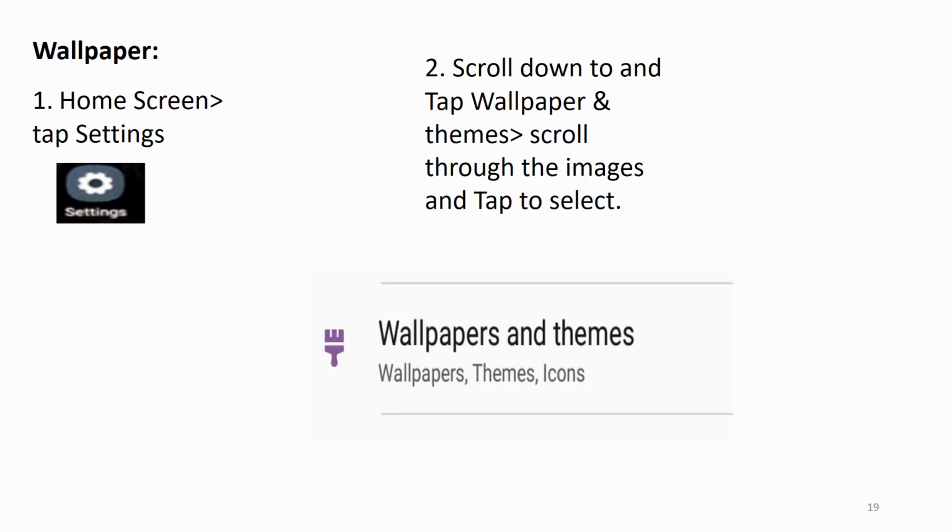Wallpaper. 1. Home screen, tap Settings, and 2. Scroll down to and tap Wallpaper and Themes. Scroll through the images and tap to select.